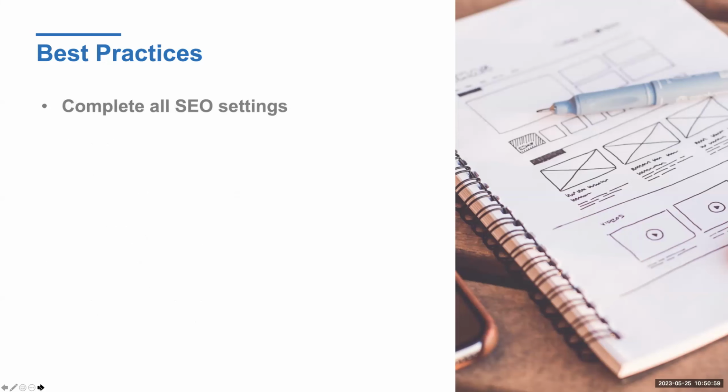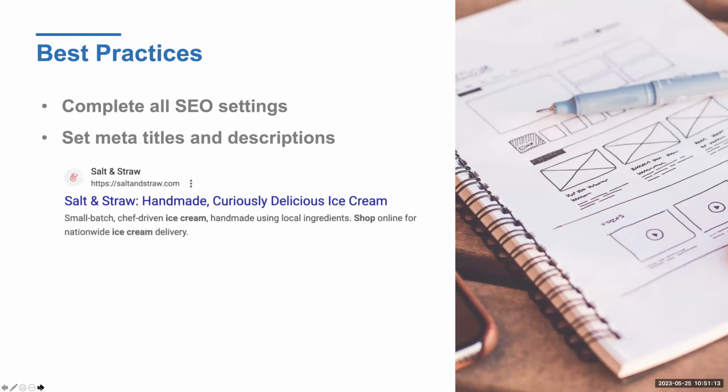Make sure when you're going through your site, you've completed all of your SEO, your search engine optimization settings. This is really for Google to make sure Google is ranking your site well. You're setting meta titles and descriptions. So I know this might sound confusing, but we've all seen this. I don't know what this company is, but I thought they had a good meta title and description.